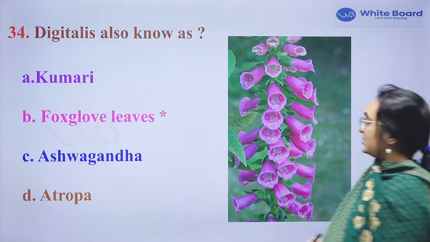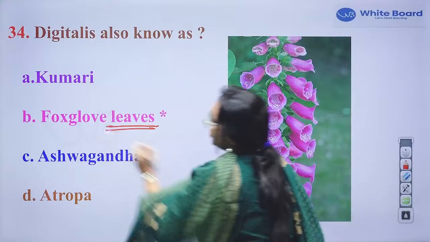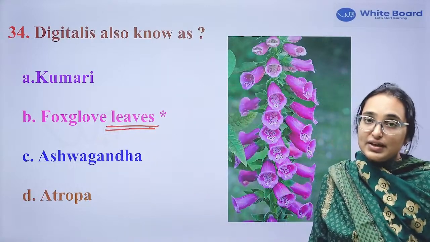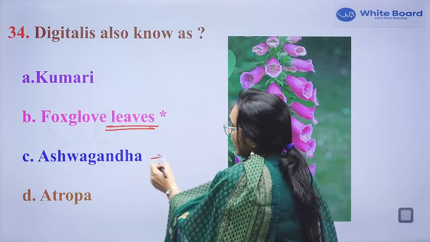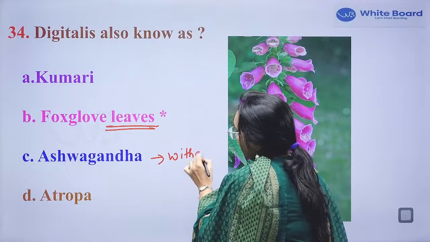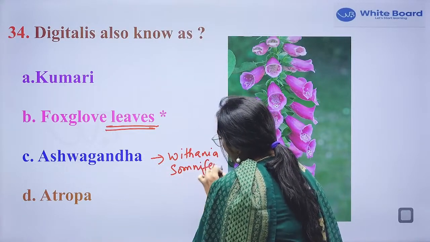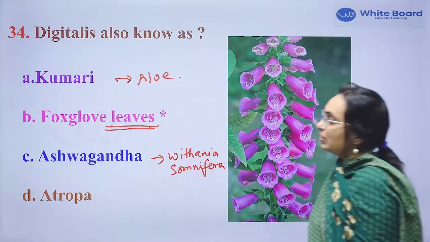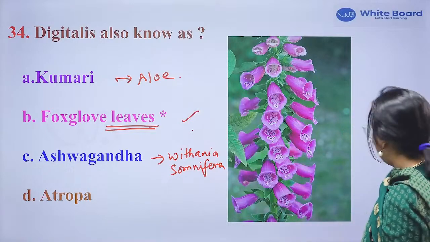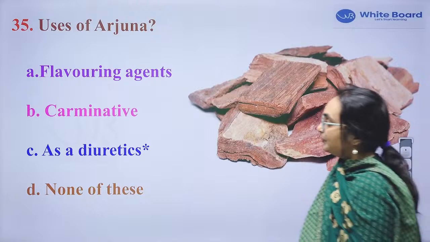Digitalis is foxglove leaves. Digitalis purpurea, Digitalis lanata. Okay, this other name is foxglove leaves. Withania somnifera is ashwagandha. Kumari means aloe. Okay, so here answer is B. 34 answer is B.